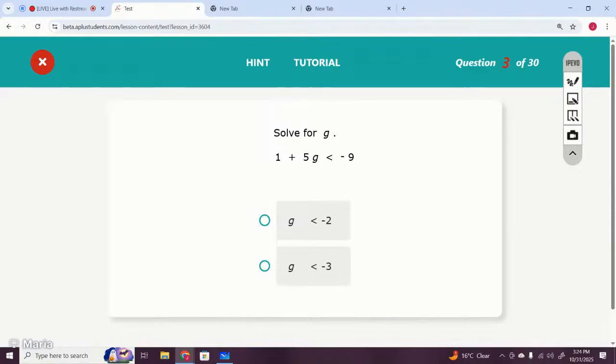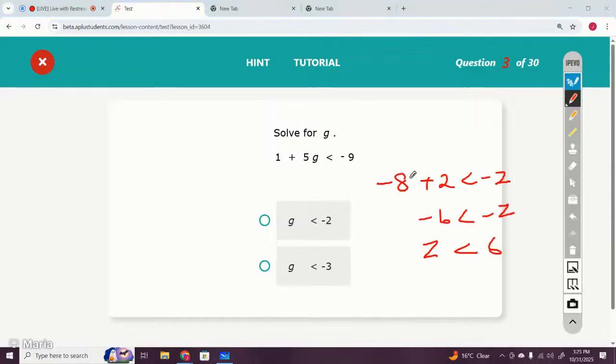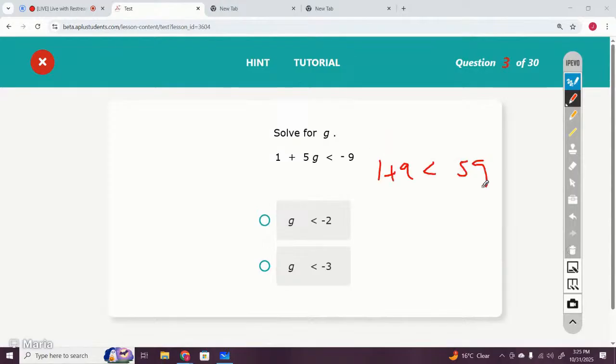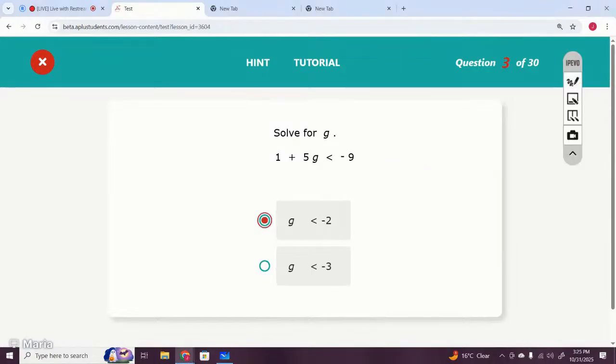One plus 5g is less than negative 9. So 5g is less than negative 9 minus 1. 5g is less than negative 10. So g is less than negative 2. Option number 1 is the correct option.